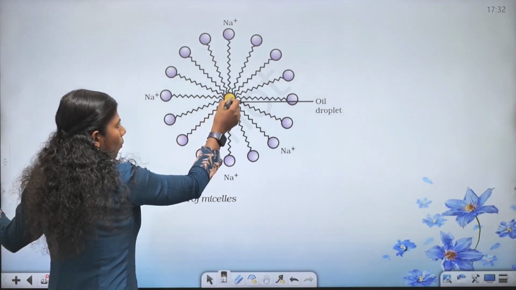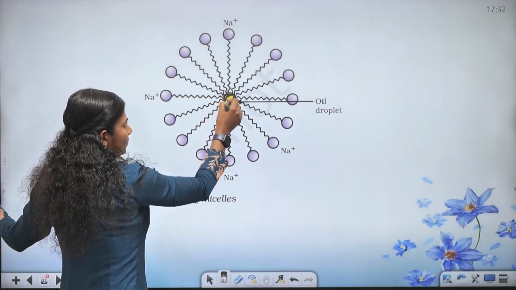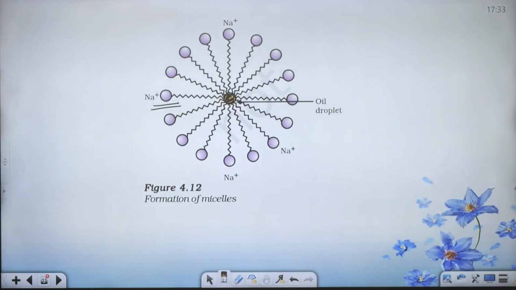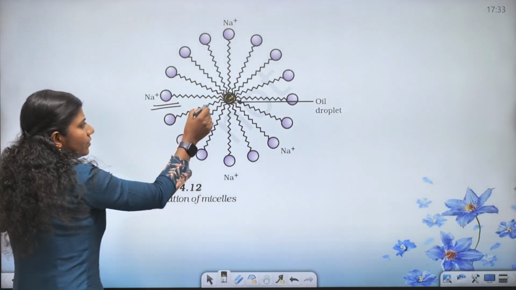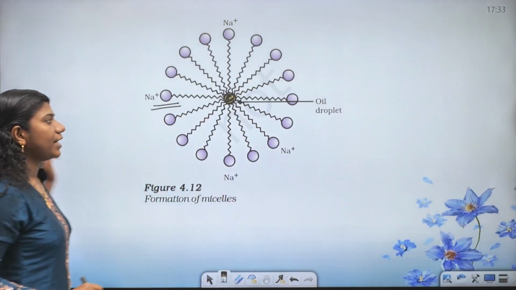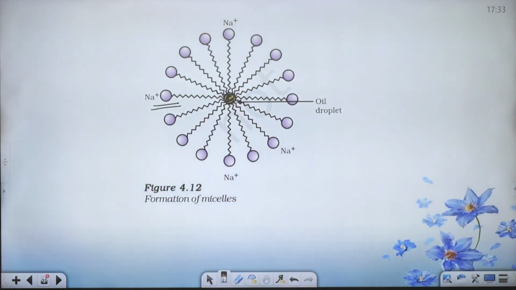This is the soap. This is the oil droplet, and this is the head part or water loving part, the hydrophilic part, and this one is the tail part or water hating part, the hydrophobic part of the soap molecules.